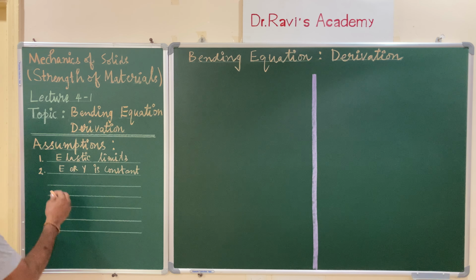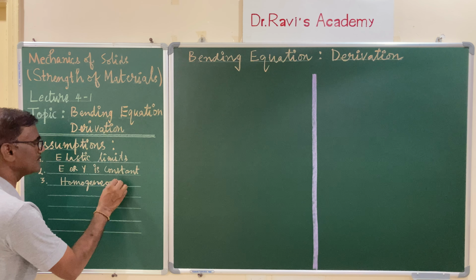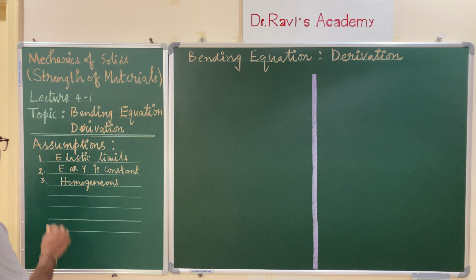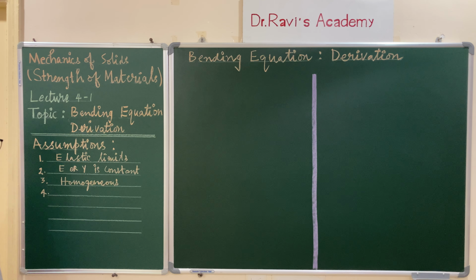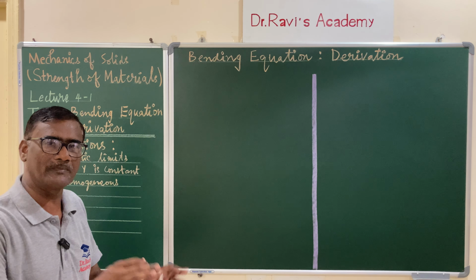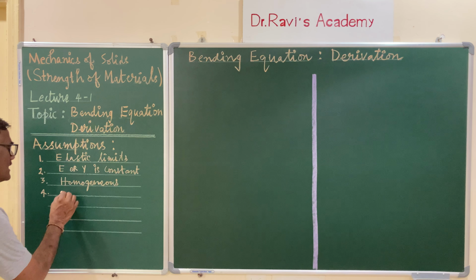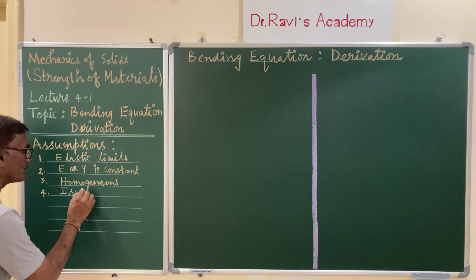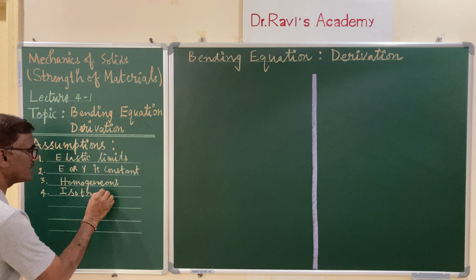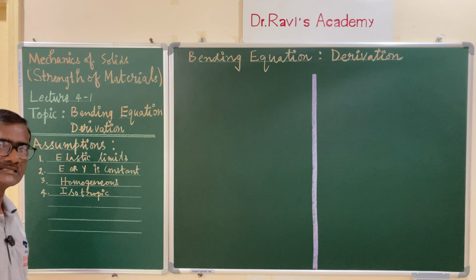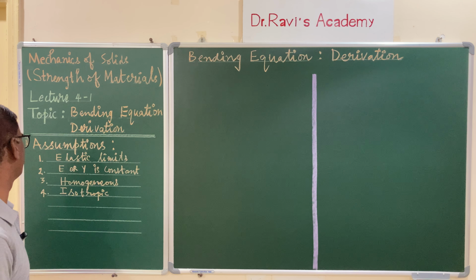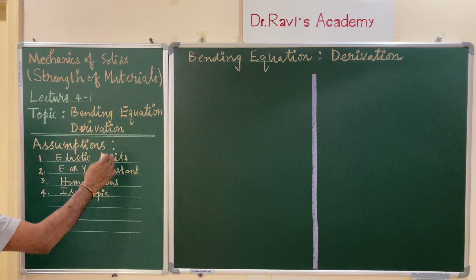The third assumption is that the material is homogeneous, that means it is a single material. And the fourth one is isotropic: the material shows the same properties in all directions. These four assumptions are generic in nature.